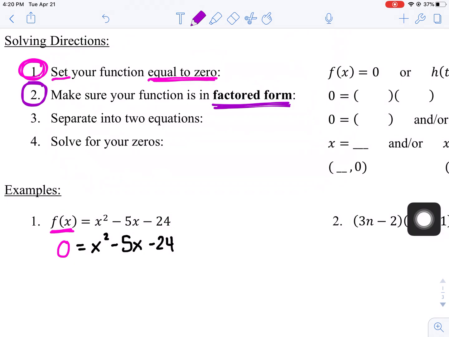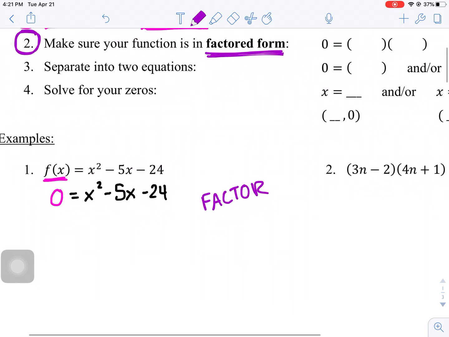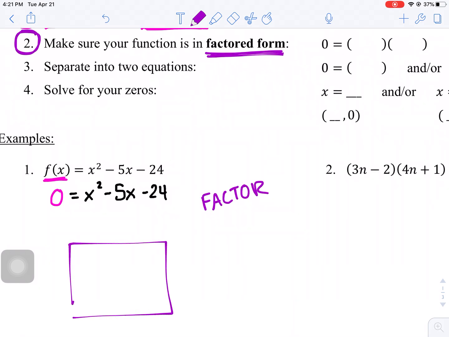Step 2 says make sure your function is in factored form. In this case, our function is not in factored form. So we need to factor. That's why we practiced factoring this week. I'm going to draw my area model. X squared goes in the first box, and negative 24 goes in the last box.